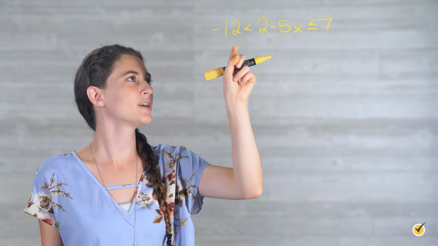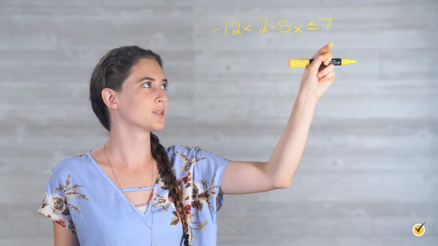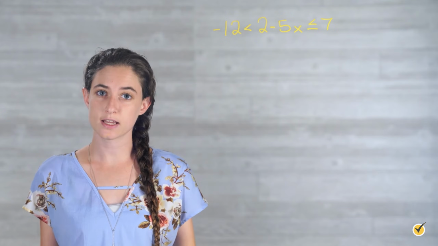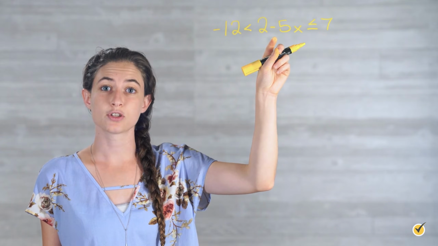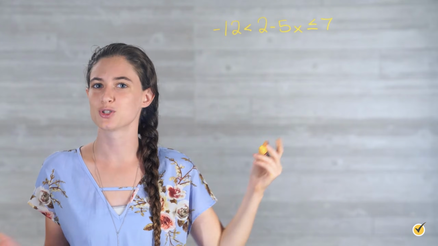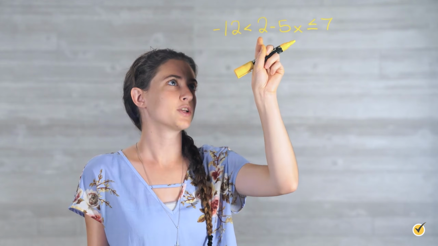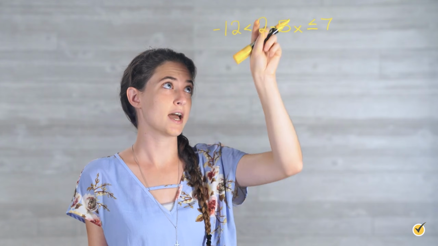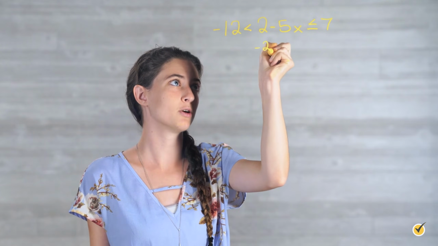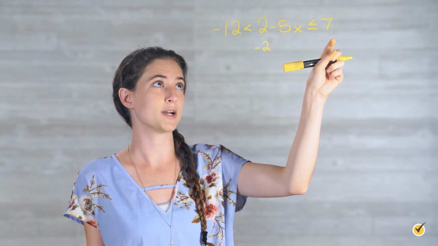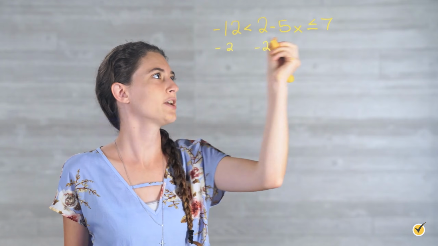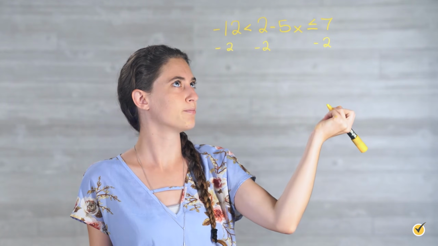Now let's check out a compound inequality that is separated by an and. We're going to solve for x. Negative 12 is less than 2 minus 5x is less than or equal to 7. For an and inequality like this, we can solve for x by doing inverse operations to all three parts. So let me show you what I mean. The first thing we want to do is subtract 2 to get x by itself. So we're going to subtract 2 from this middle part here. But if we subtract it from the middle part, we also need to do it to the left and right sides. So we'll subtract 2 over here, and we'll subtract 2 over here.